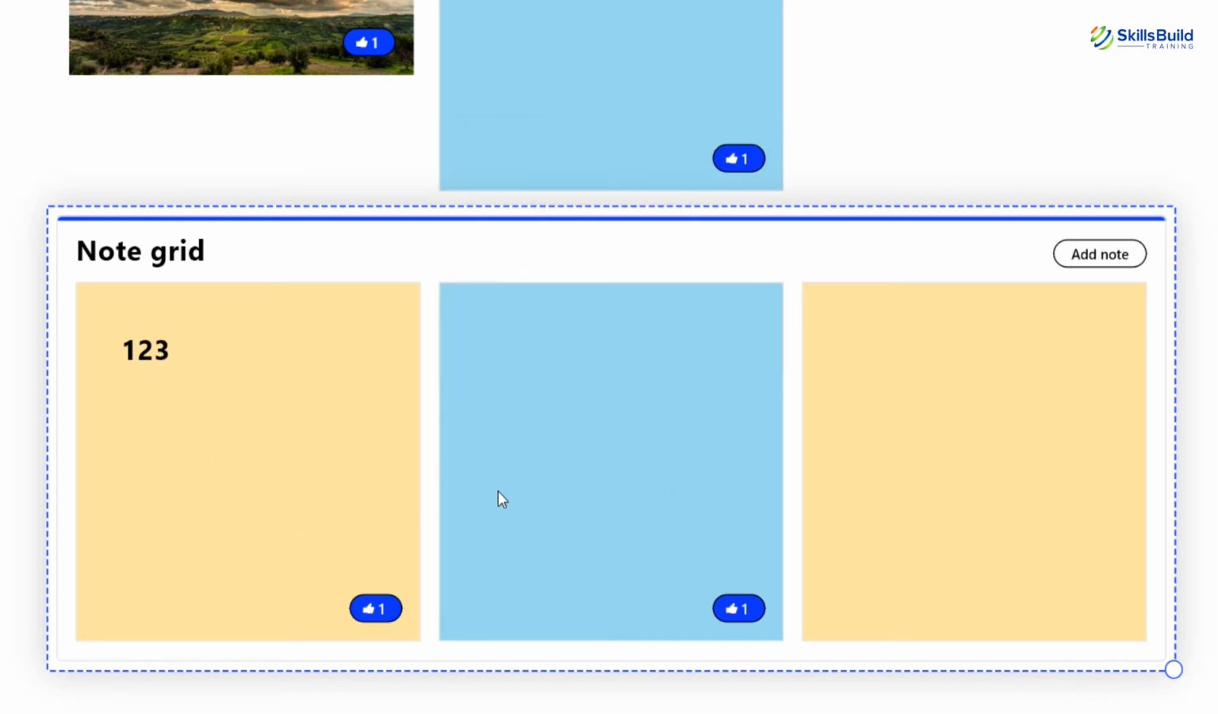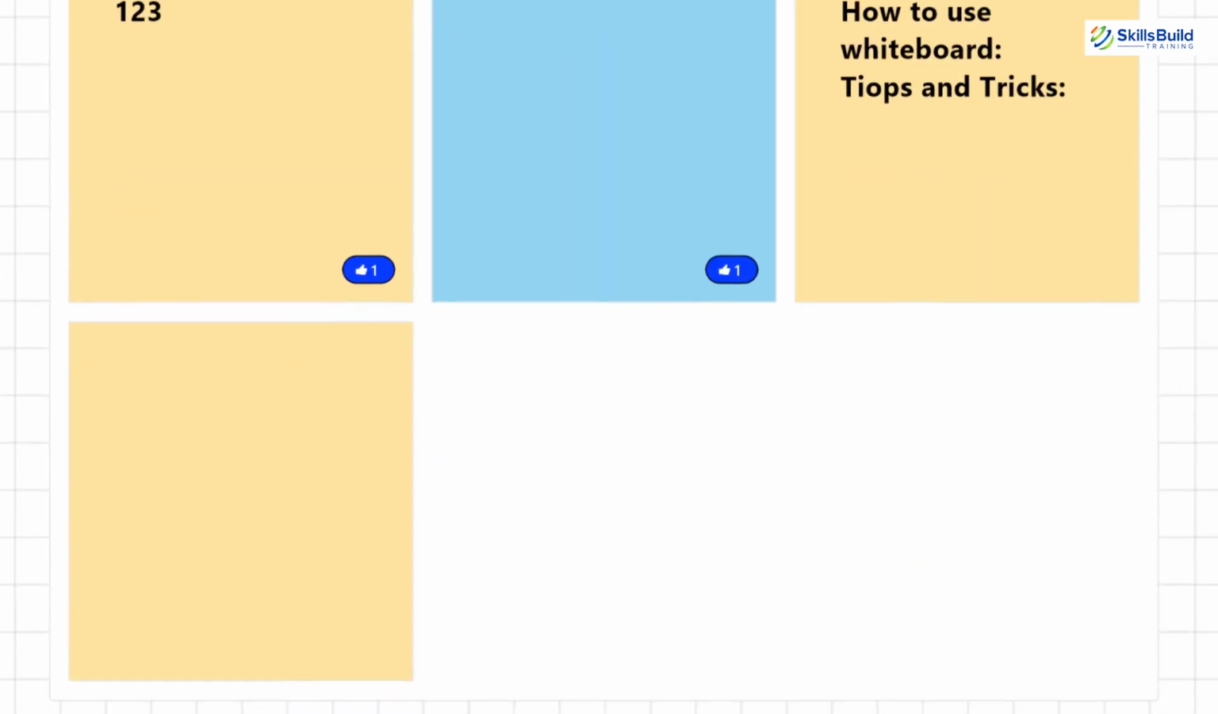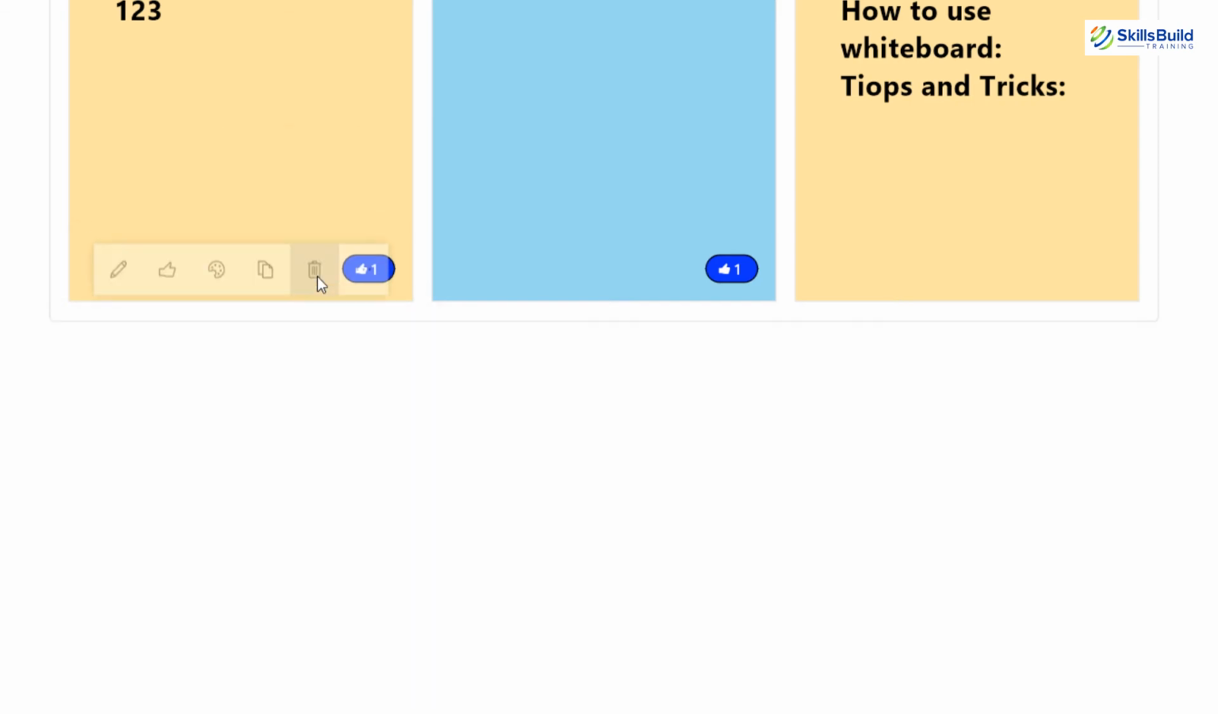here I will be able to see these both, and you can also add a note in it. So you can type anything here. You can type how to use whiteboard tips and tricks. Now here you can see, you can delete any of the notes here.